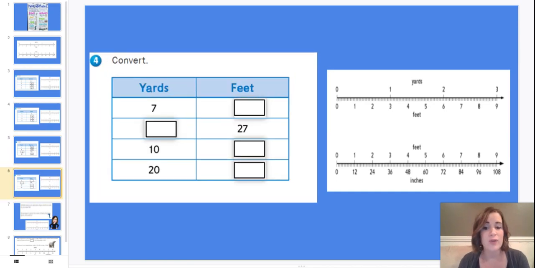All right, so now we're doing the same thing, but we're converting yards and feet again. So let's look at how many feet would be in 7 yards. So 7 yards is not on our conversion sheet, but we know that there's 3 feet in every yard. So I can take 7 times 3, and that would equal 21 feet.